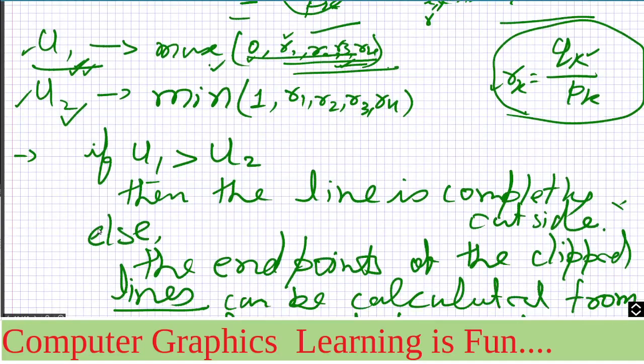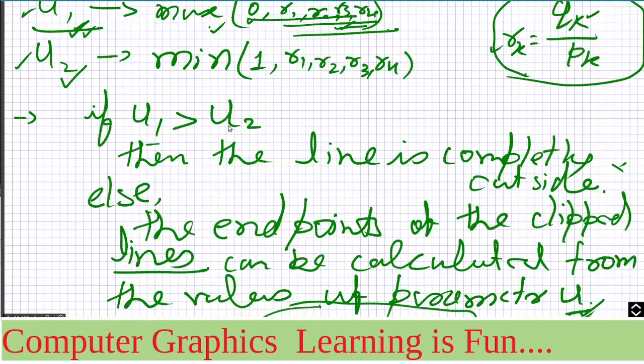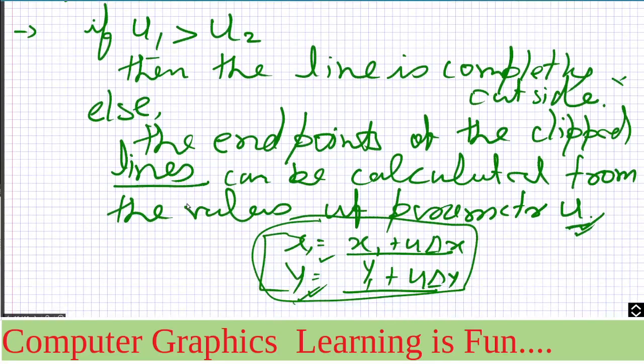So now we compare u1 and u2. If u1 is greater than u2, then the line is completely outside and we remove that line. Otherwise, we understand the line would be crossing the boundary somewhere, and we find the x and y values using these equations: x is x1 plus u delta x, and y is y1 plus u delta y. So this is how you clip the lines.